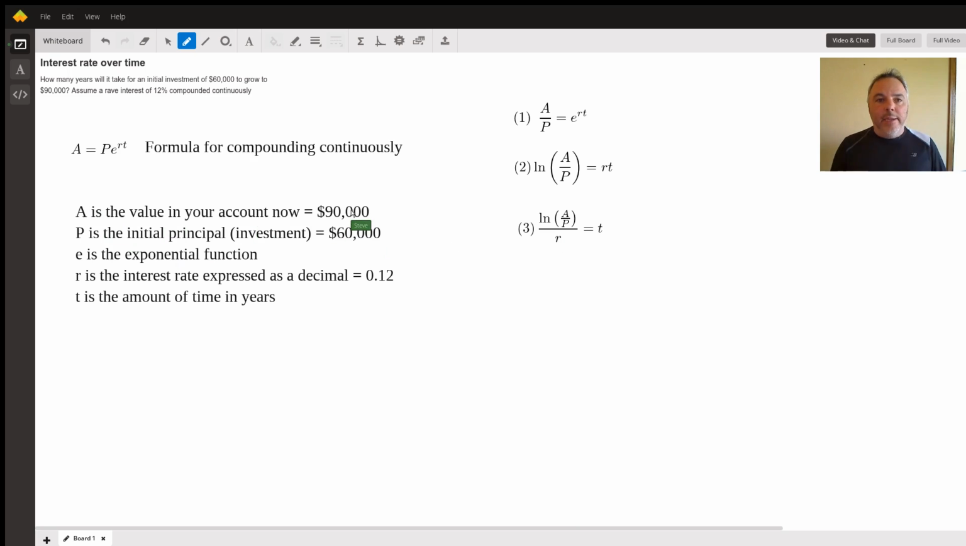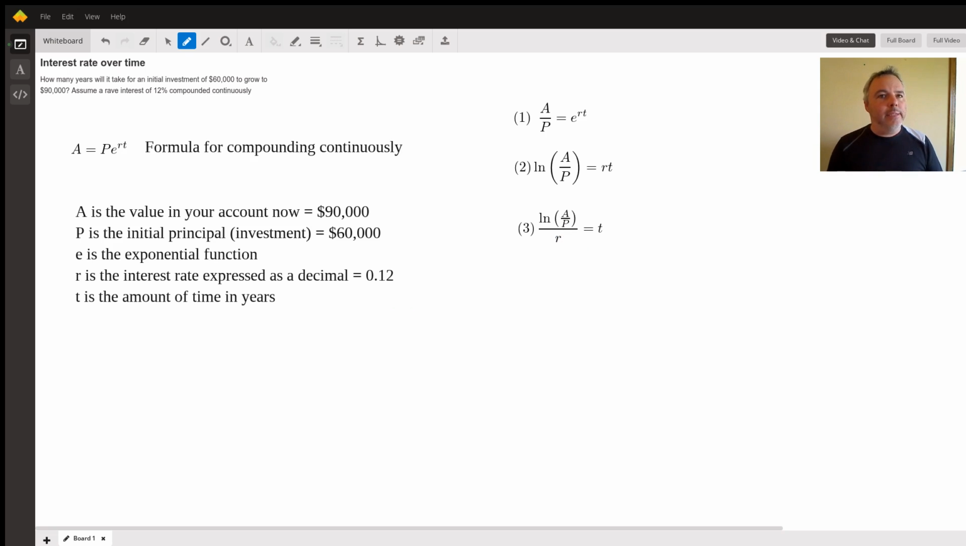I have my A, and I have my P, so I can divide these two, 90,000 over 60,000, and again, we just don't need the zeros, it's just 9 over 6. So the natural log of 9 over 6, what's that answer? Divided by R. As a decimal, you can't write it as 12. It has to be 0.12. It has to be a decimal. So do that, and you should get your answer for how many years it's going to take.